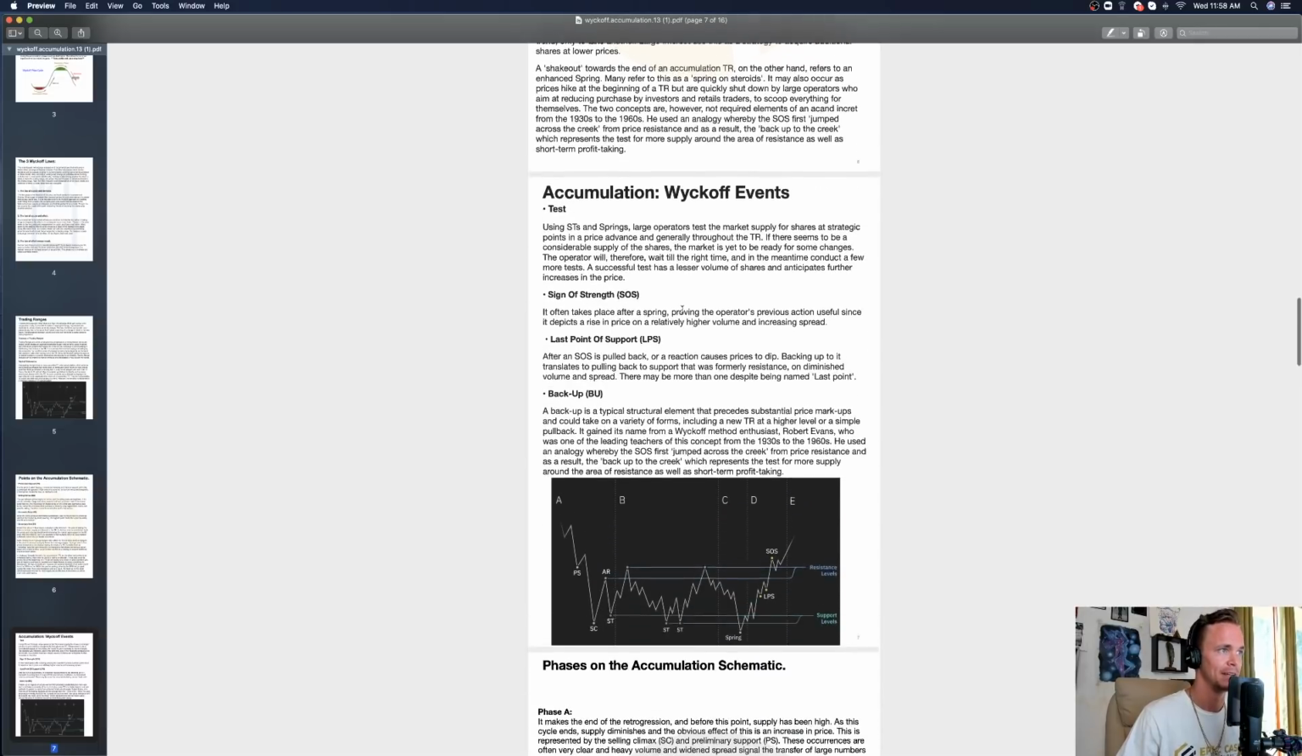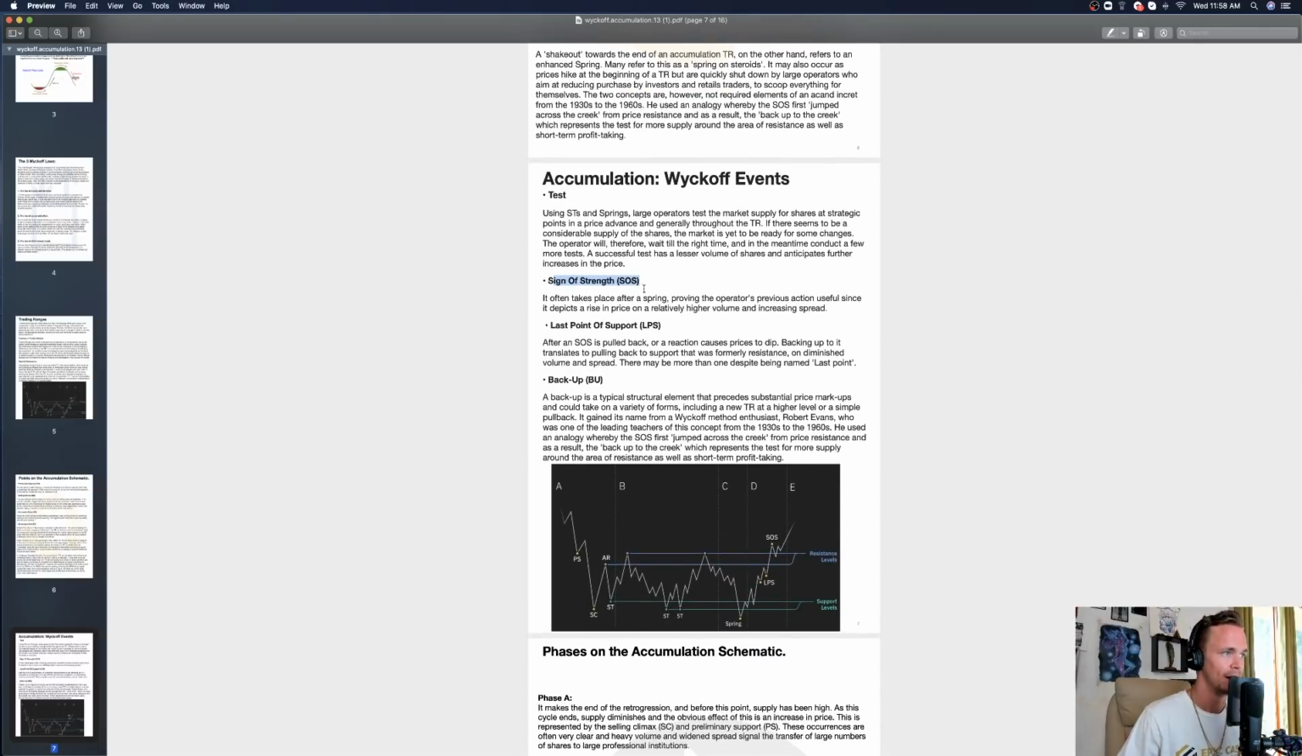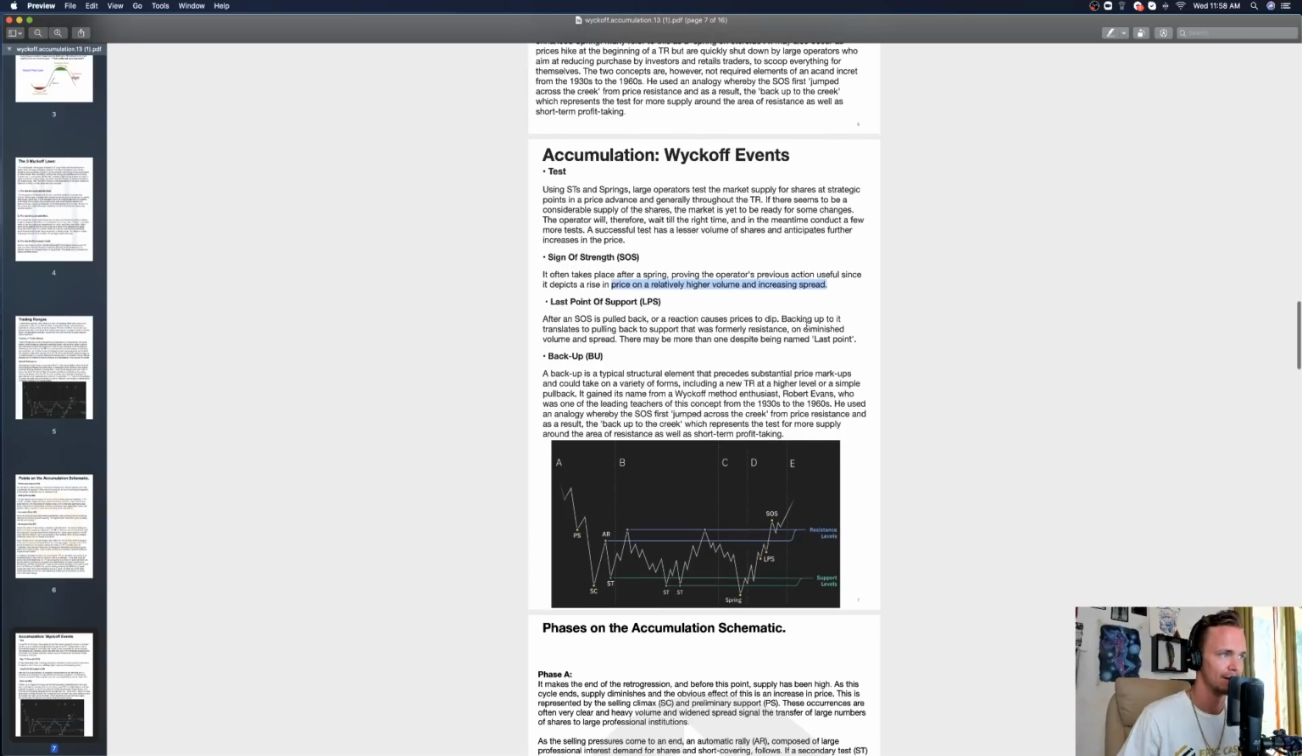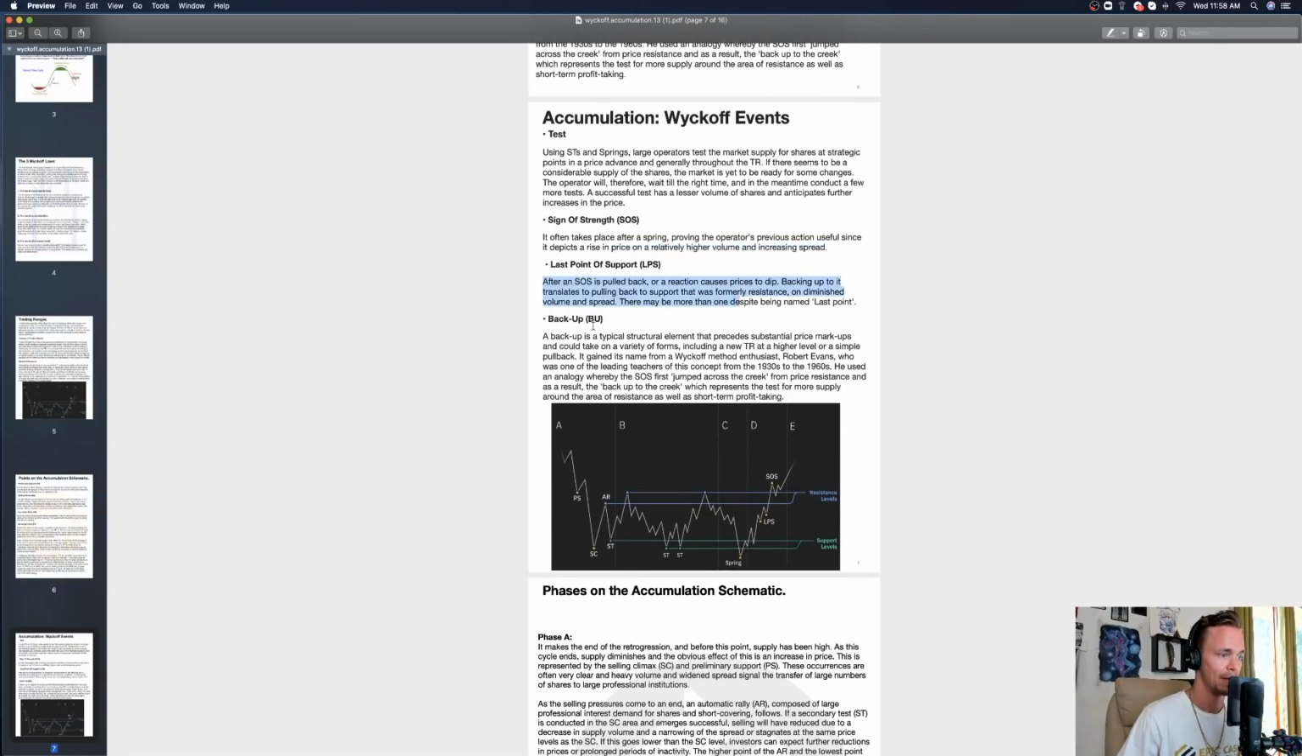So here we have it again, the sign of strength. Sign of strength right here, this SOS area and the LPS areas too. This often takes place after the spring, proving the operator's previous actions useful, since it depicts a rise in the price relative to higher volume and increasing spread. The last point of supply and the backup are the most successful areas for entry.